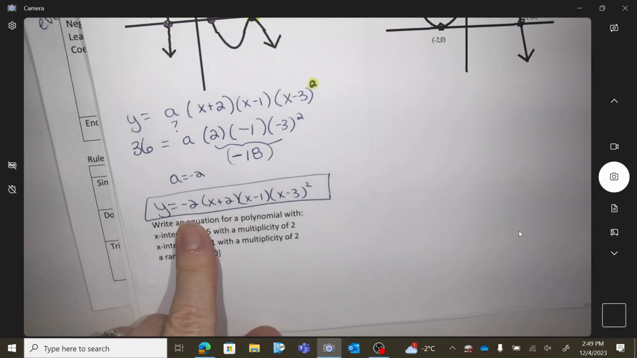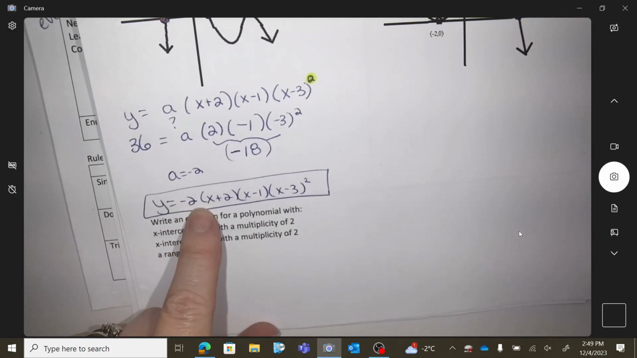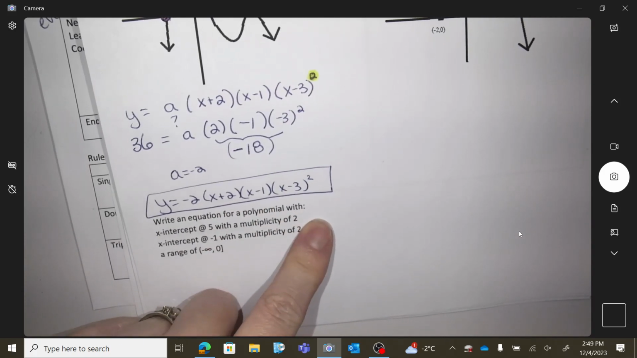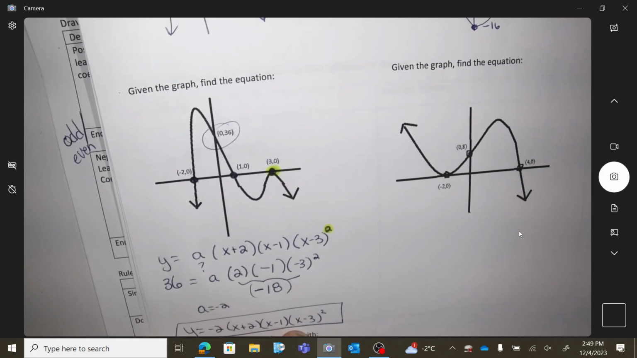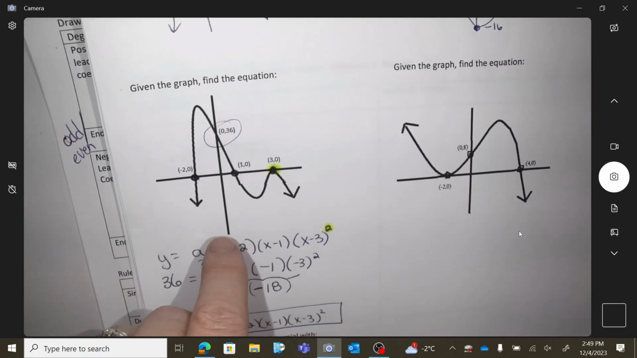So there you go. So now I can fill in the full equation with the coefficient and then all the factors. Did you know it was negative before we even did the math? Because look at the shape that it was in. It's a negative shape.